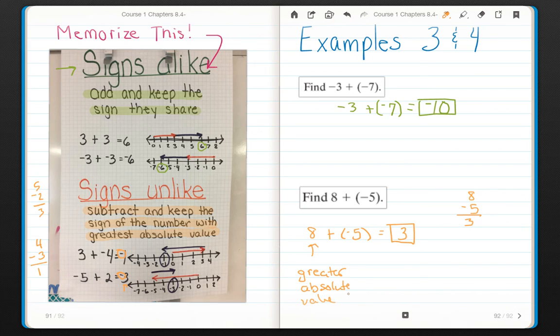All right, that's it for examples. Make sure that you memorize these rules. They are important. If you have any questions, I will answer them the next time I see you.